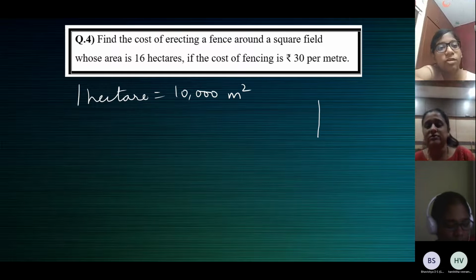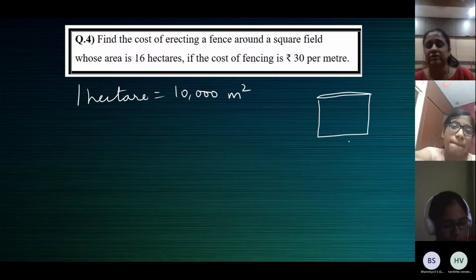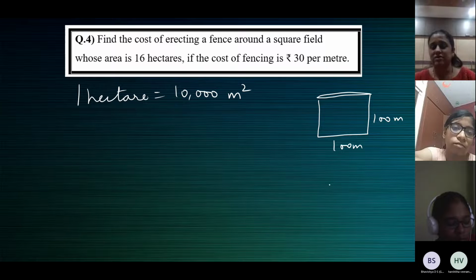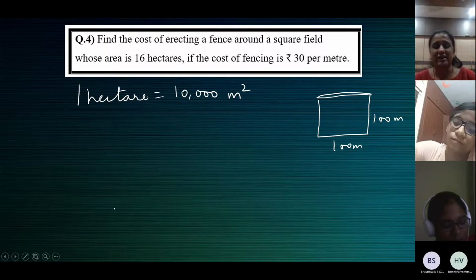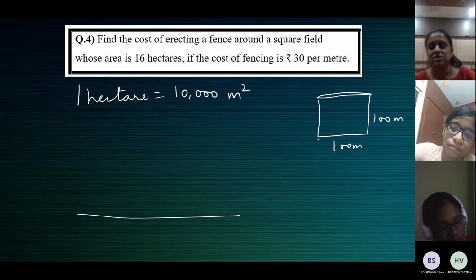So that means if there's a square field, then each side of the field should measure 100 meters. Just imagine a 100 meters running race. You know the distance, right? You can kind of gauge the distance.